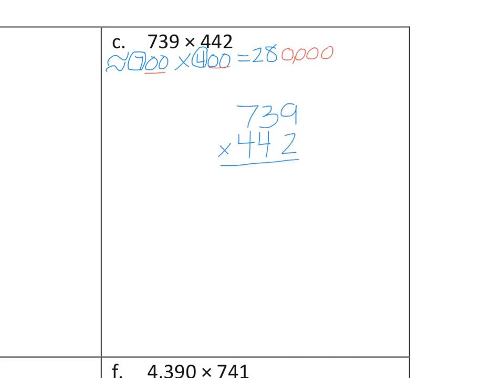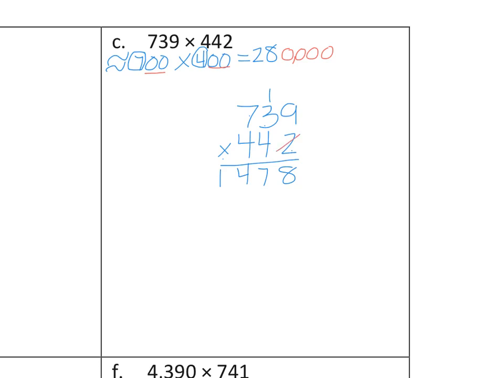I went ahead and put 739 on top, 442 on the bottom. Because there are 3 digits in 442, I'm going to have 3 partial products before I add them up to get the final product. So now I'm going to multiply by the 2 ones. 2 times 9, that's 18. Carry the 1. 2 times 3 is 6, plus 1 more is 7. And then 2 times 7 is 14. So 4 in the hundreds, 1 in the thousands.